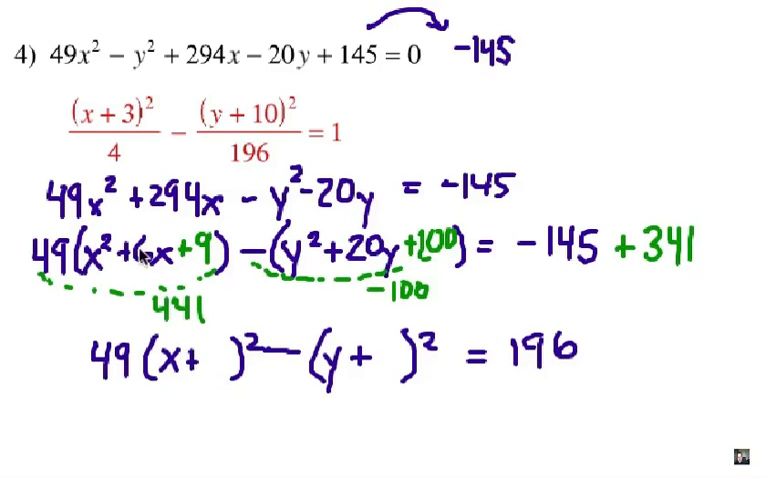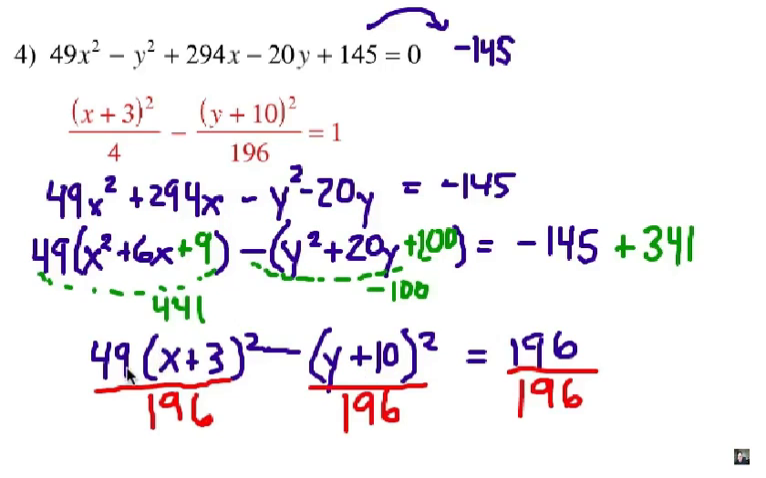Factor those trinomials. So that's going to be x plus 3 squared and y plus 10 squared. And now the final step is to get 1 on the right hand side, so we divide everything by 196. All right, so that's why I have 196 under the y group and 4, because that's simplifying the 49 and the 196. So again, by looking at that, we should be able to tell our center point and our a and our b amounts for that rectangle cushion to draw the hyperbola.